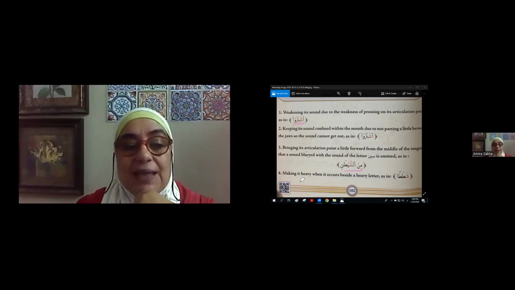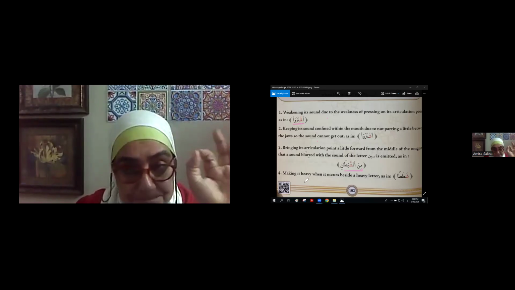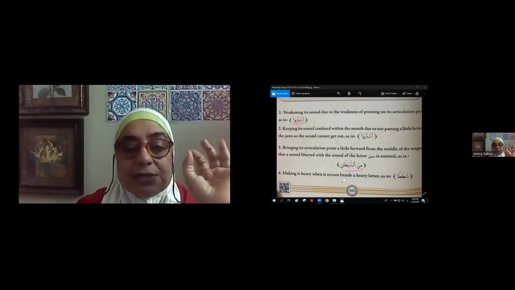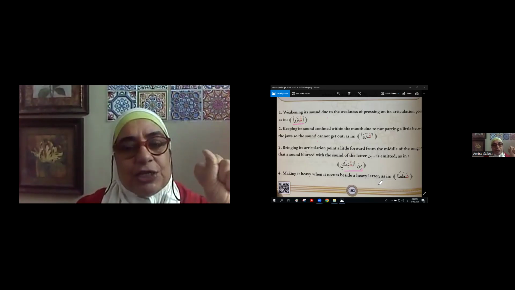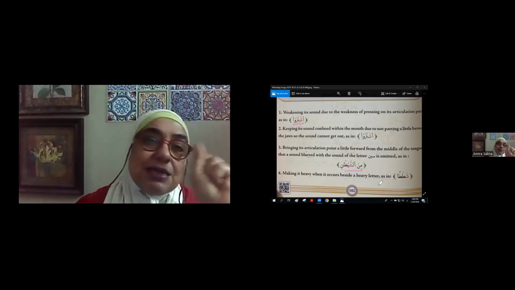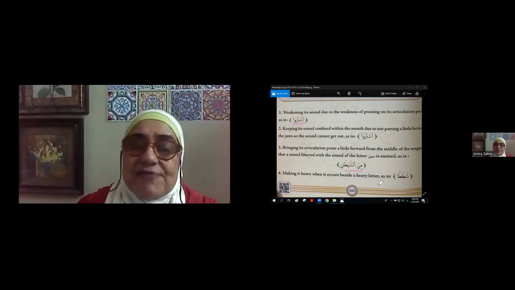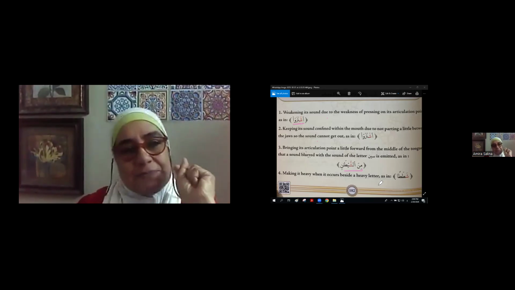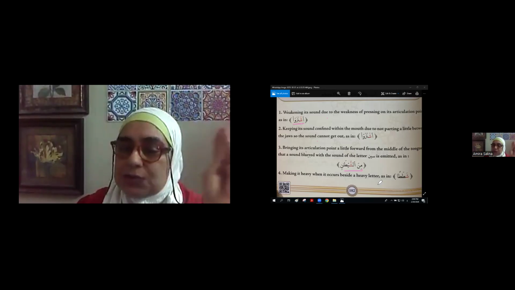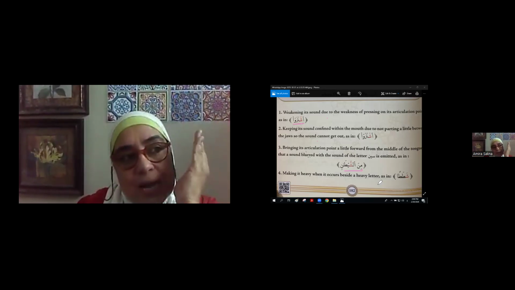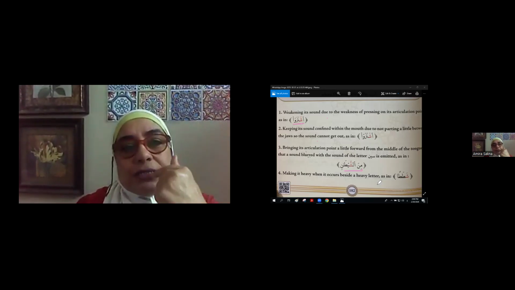Number four, making it heavy. Making it heavy when it occurs beside a heavy letter. And this is a very common mistake in our recitation. If any light letter precedes a heavy letter, the heaviness of the heavy letter affects it in a bad way. And this we always say, take care of this by separating the letters in pronunciation.